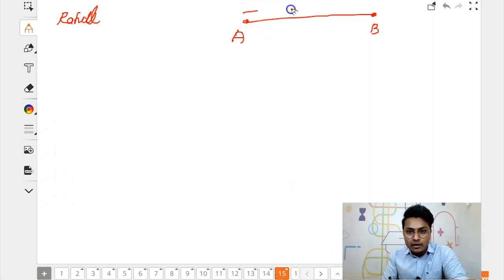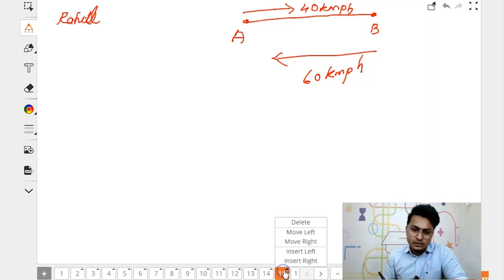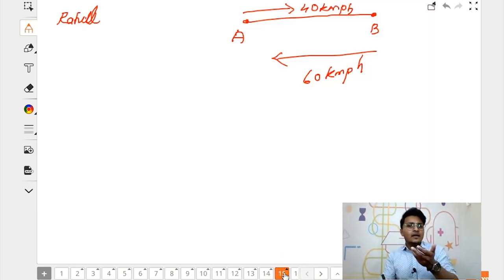Okay, he is traveling at a speed of 40 kmph from Bangalore to Chennai, and while coming back, he is coming at a speed of 60 kmph, I believe. Yeah, it was not a mistake. No, 60 kmph only, right? Oh yes, awesome. So neither the distance is given, nor the time is given.